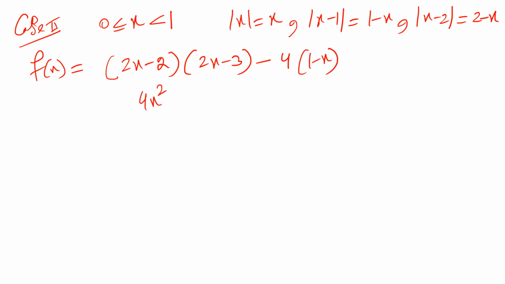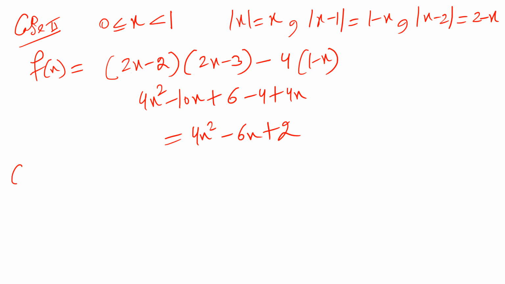Now this becomes 4x square minus 10x plus 6 minus 4 plus 4x. So that means this is 4x square minus 6x plus 2. Fine. Now we move towards the third case. That means x is greater than or equal to 1 and less than 2.